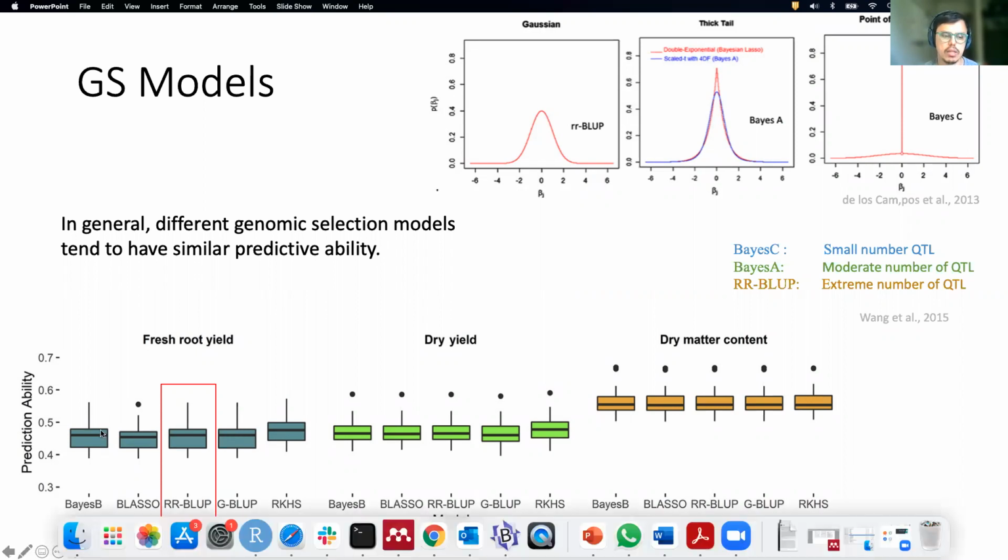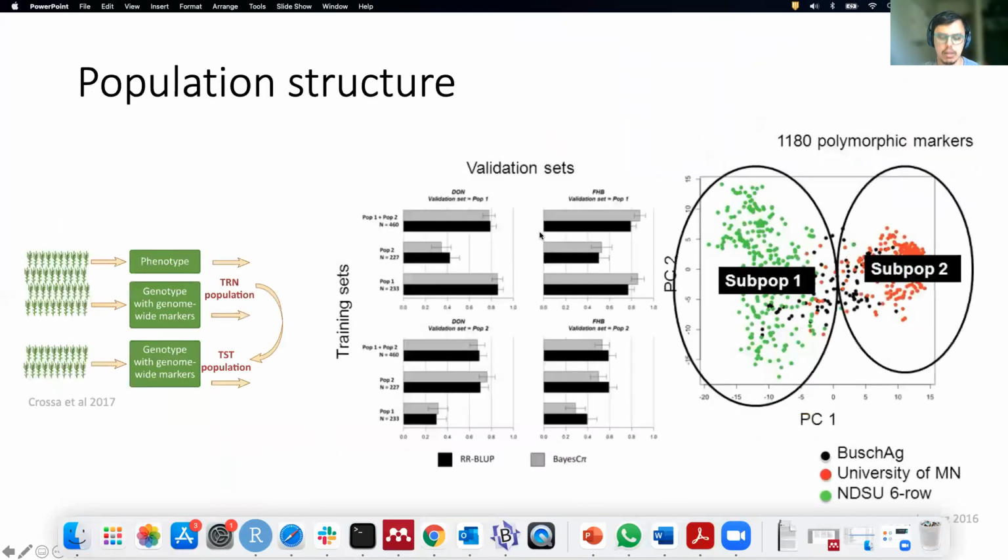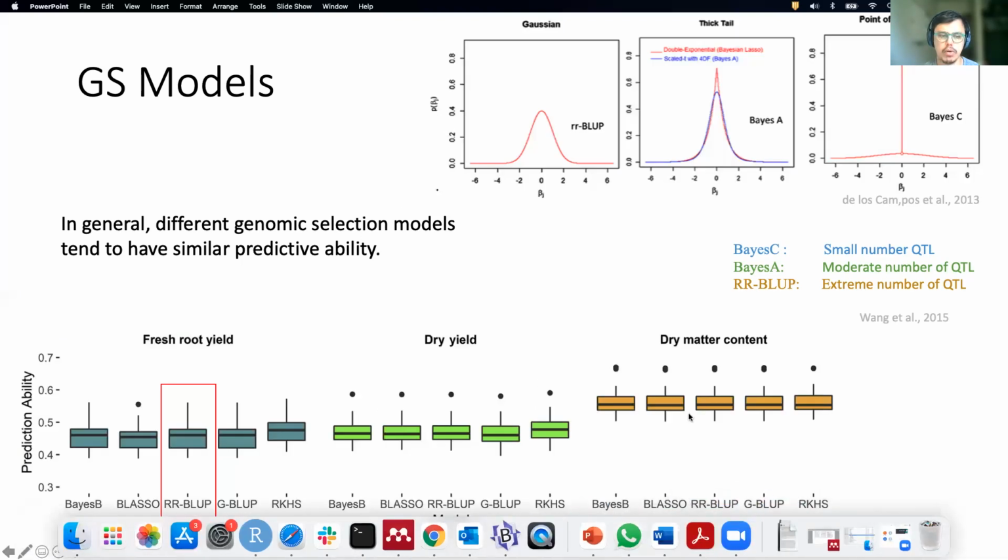But here you can see that we have different models in this paper, and all of them are pretty similar. Sometimes it depends on the population, on the genetic architecture of the trait, but the outcome of most of the models looks pretty similar.